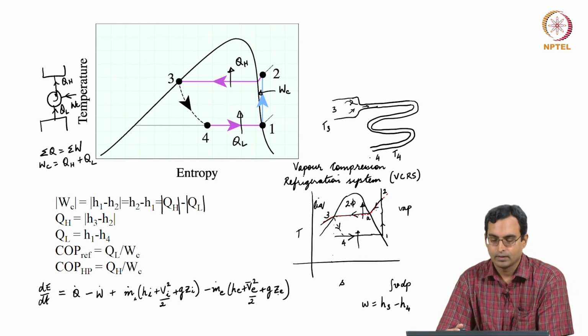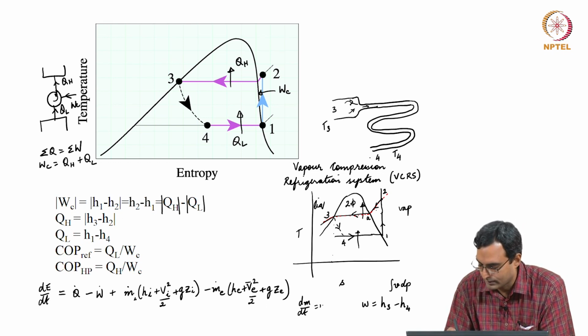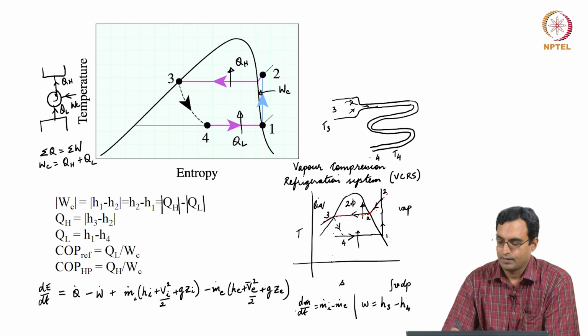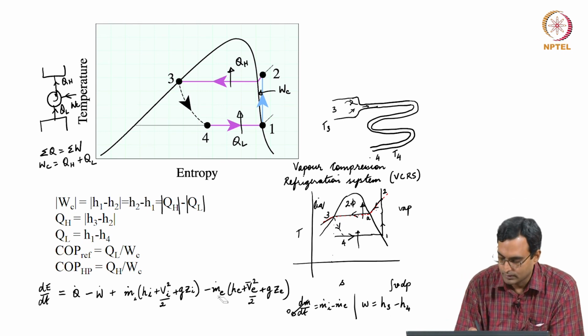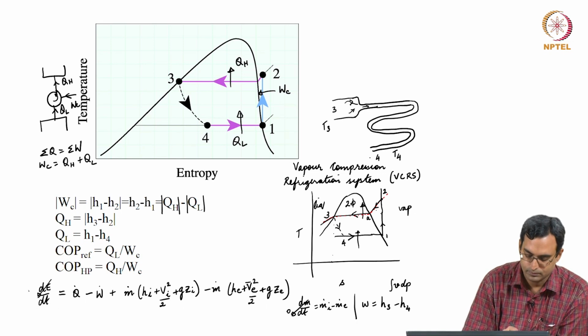This is the first law. In addition, we have conservation of mass, which is dm/dt = m dot I minus m dot E. If it is at steady state, this is 0 and m dot I is equal to m dot E, and I can call these some m dot. So, I can remove the subscripts. If it is steady state, this is 0.